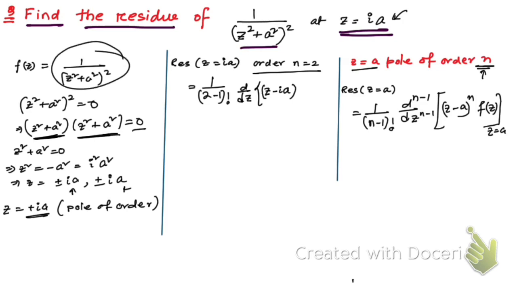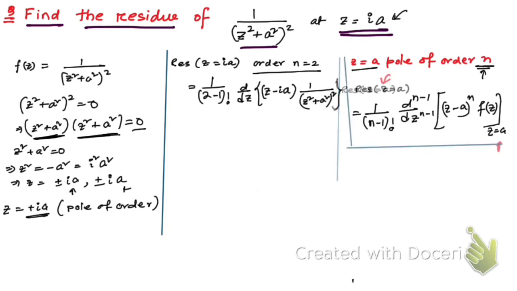Let me copy f of z and paste it here: 1 by z square plus a square whole square. This is f of z. As this is order 2, we have to take the square of z minus ia, because for nth order we had taken z minus a whole to the power n. So for second order we take z minus ia whole square. And finally, after differentiation, we put z is equal to ia, right?